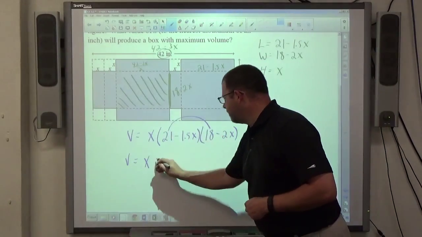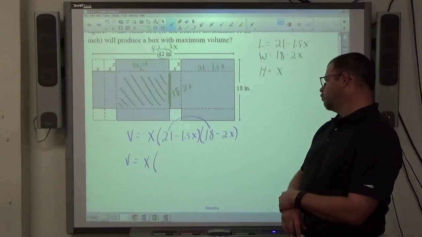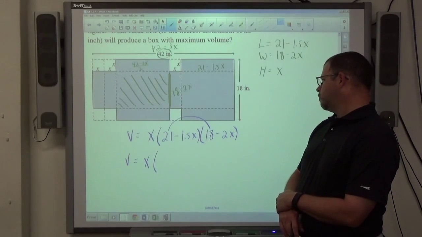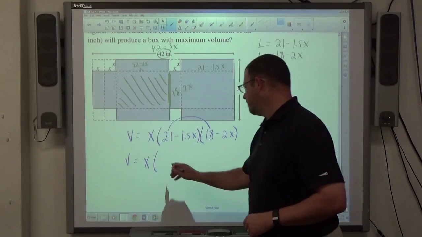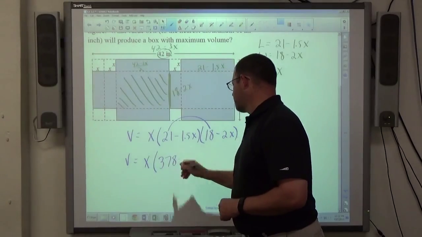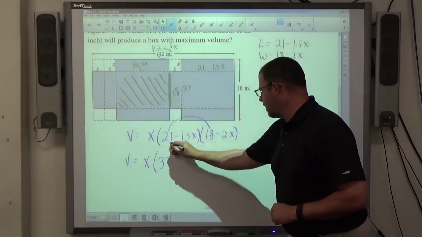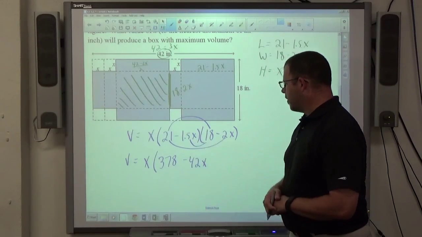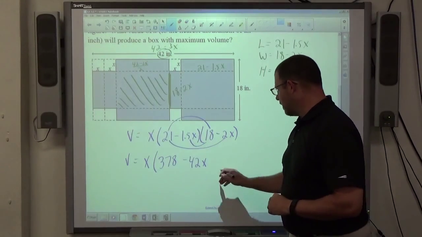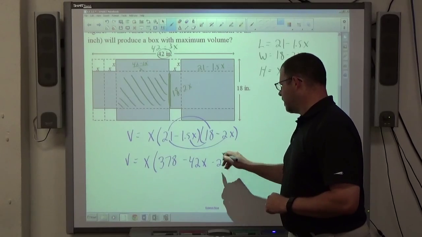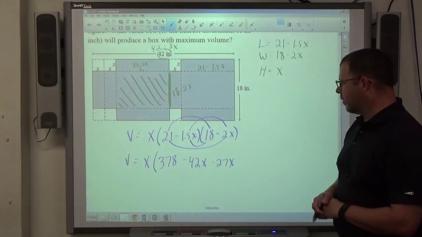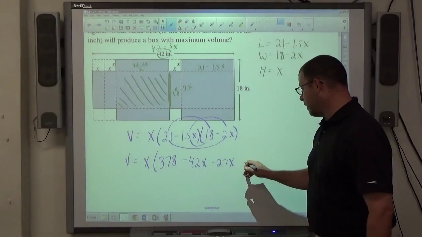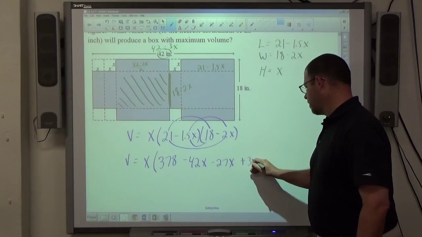21 times 18 is 378, I think. Yeah, and 21 times negative 2x is negative 42x. Negative 1.5x times 18 is going to be negative 27x. And 1.5x and 2x, both negative, becomes positive 3x squared.